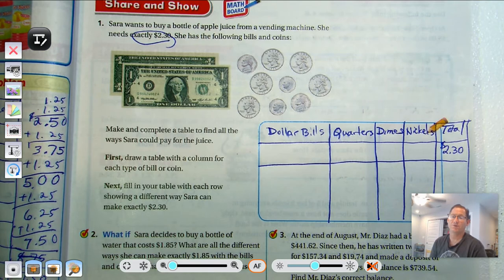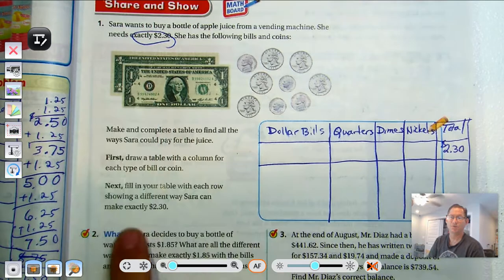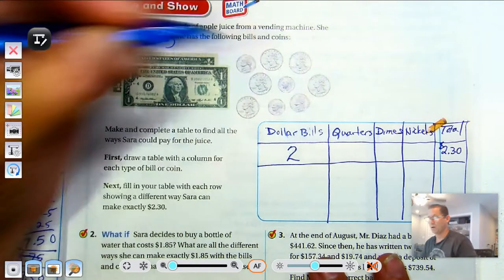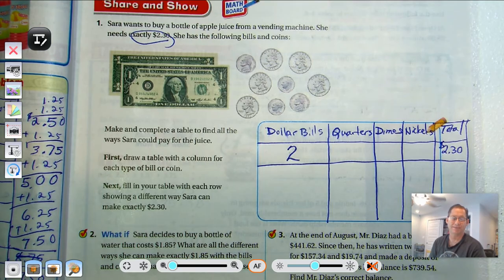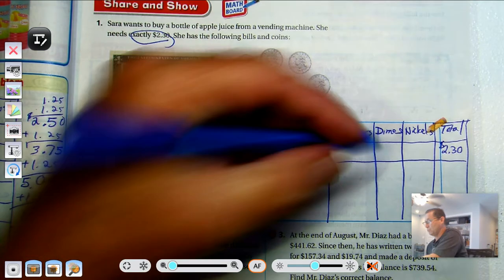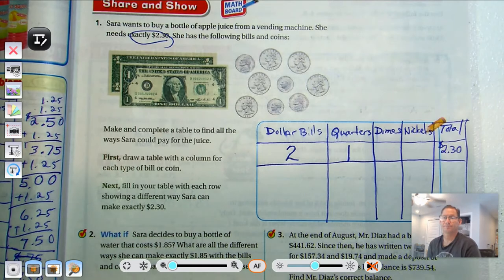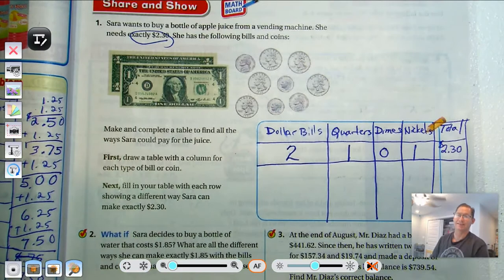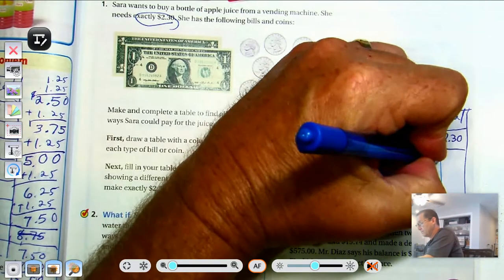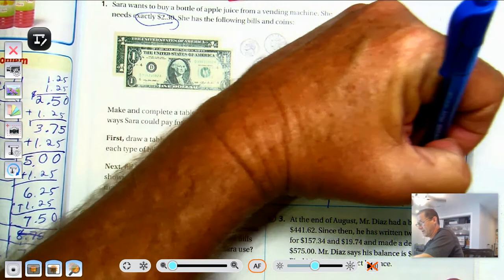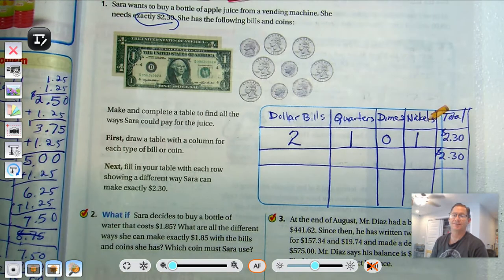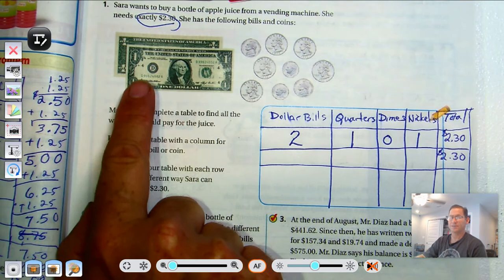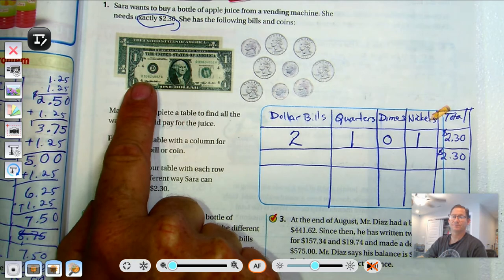All right, so what are some ways we can make $2.30? Well, doesn't it make sense to use $2? So $2 bills, and now I need 30 cents. Well, one quarter would do it, and add a nickel to it. So I wouldn't use any dimes in that example. All right, let's go with another one. Again, I know the amount has to be $2.30. Now, is there another way of making $2.30 using the dollar bills? Sure.